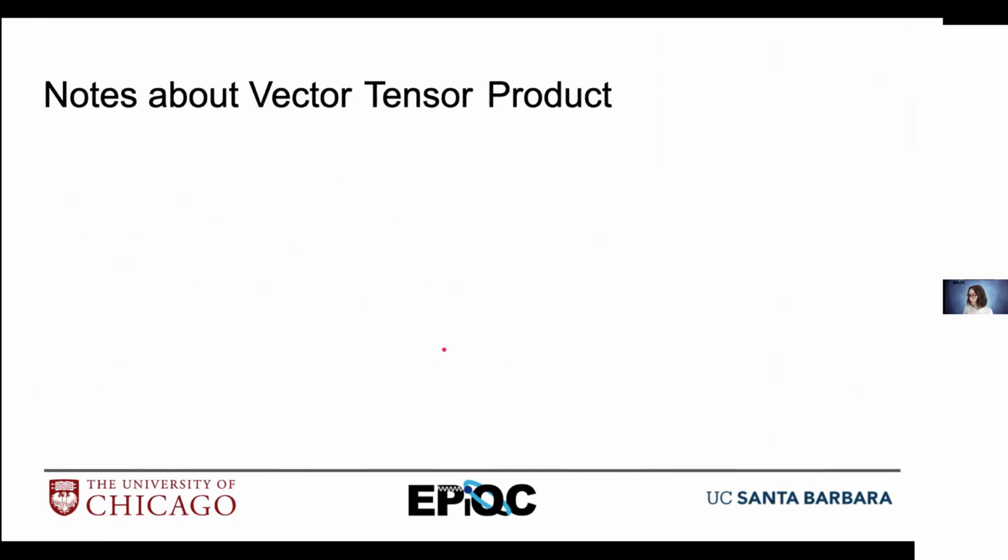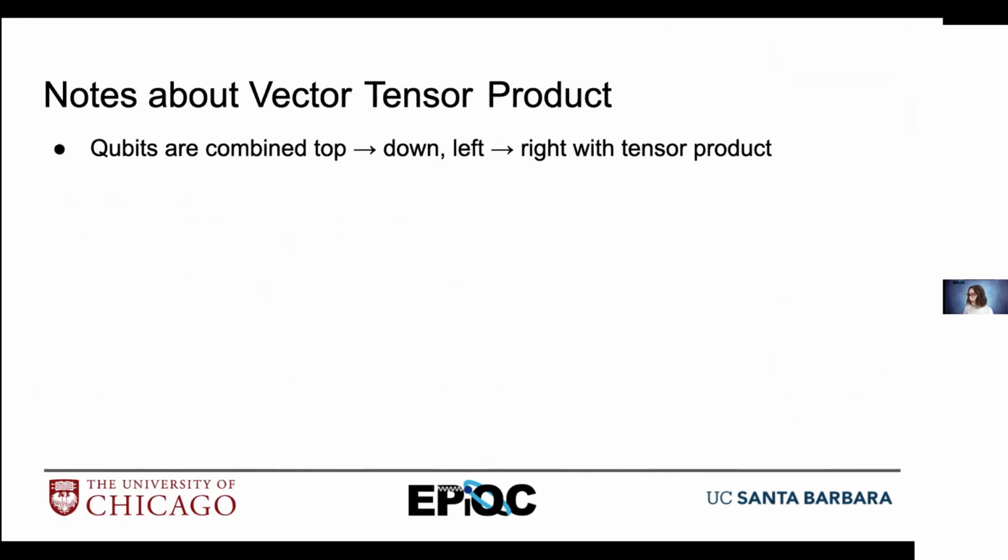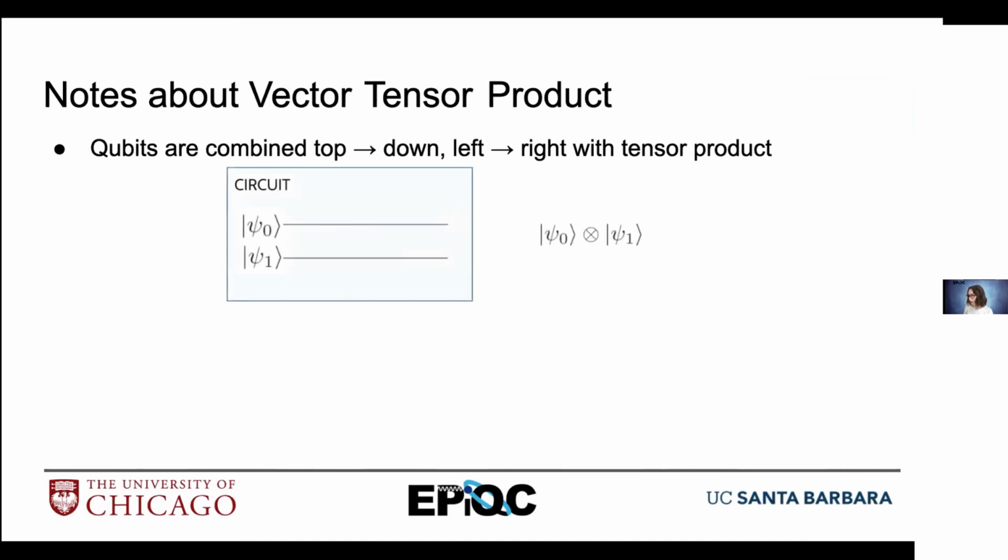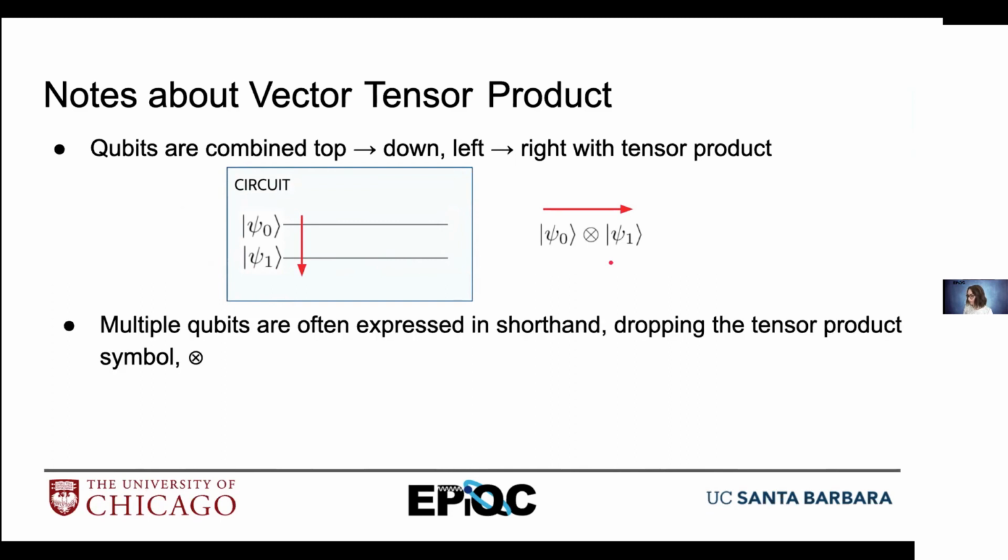So a couple of notes about vector tensor product, because a lot of these notes expand to the matrix implementation of this operation. Qubits are combined top down, left, right with tensor product. So let's say we have the circuit here. We're going to combine top down, left, right. So top down, left, right.